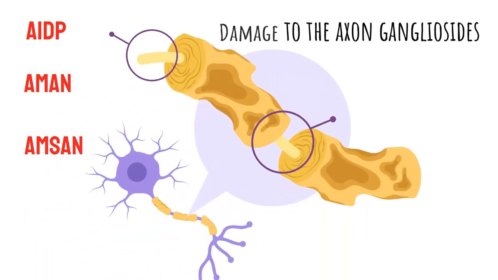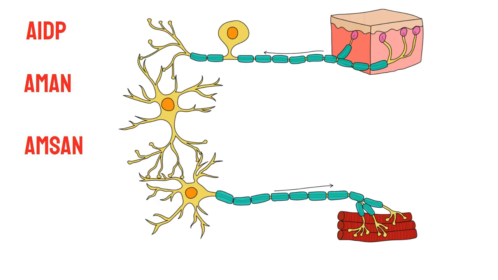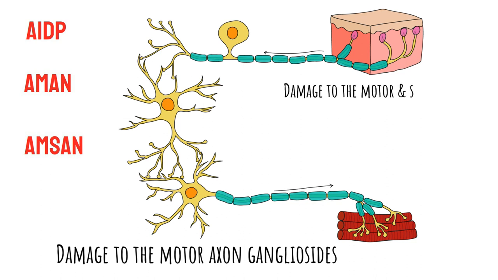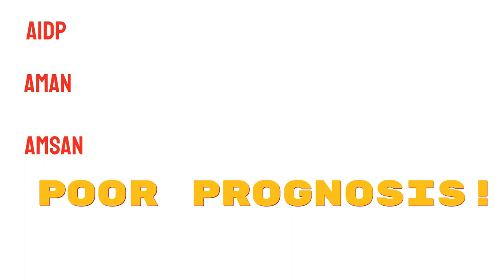In AMAN, that is acute motor axonal neuropathy, they have target damage to the motor axon gangliosides, whereas in AMSAN, that is the acute motor and sensory axonal neuropathy, there's involvement in both sensory and motor system. So the patients with AMSAN have a poor prognosis because they have severe involvement of sensory and motor nerve fibers.